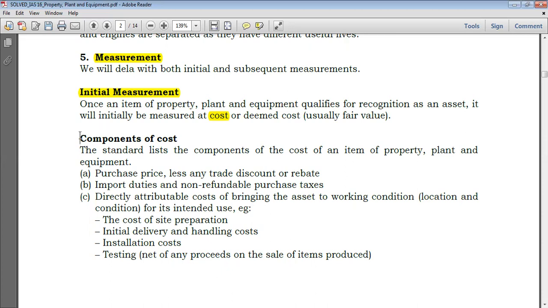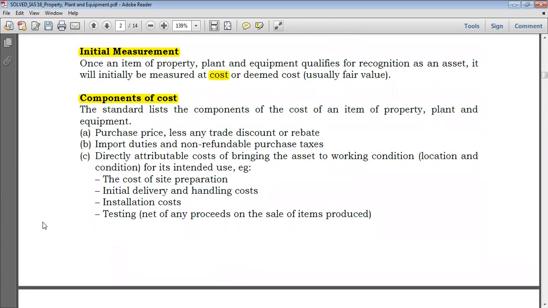So we go to the components of cost. Let's say you actually incurred a cost. You paid something. You incurred cost to have your asset. You did not exchange the asset. You incurred the real cost. How would we classify this? How would we go about this? So the components of cost would be as follows.